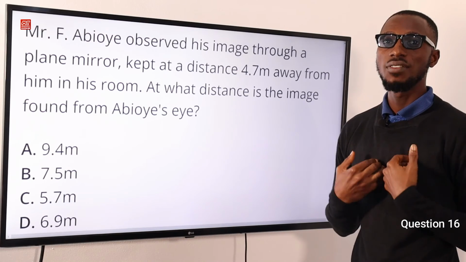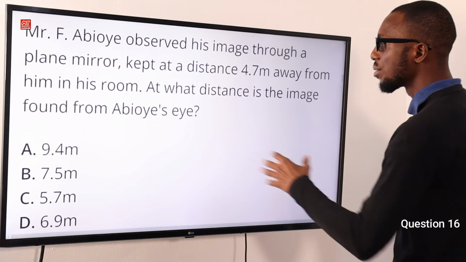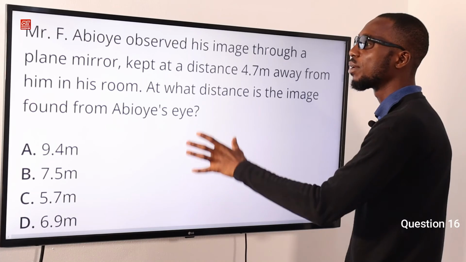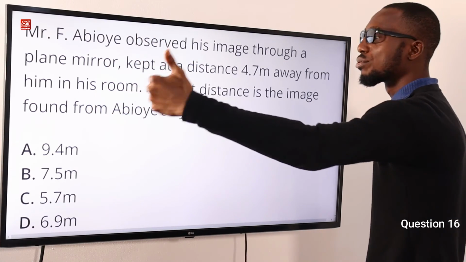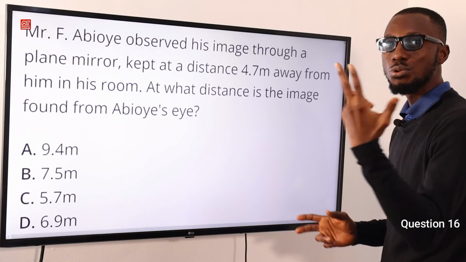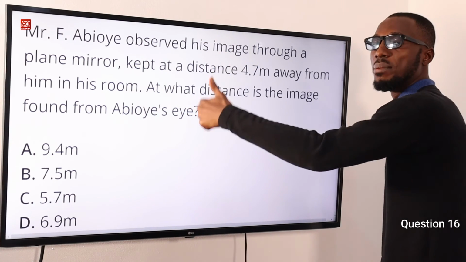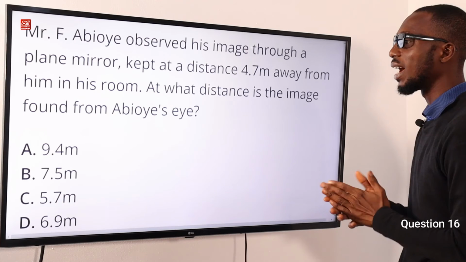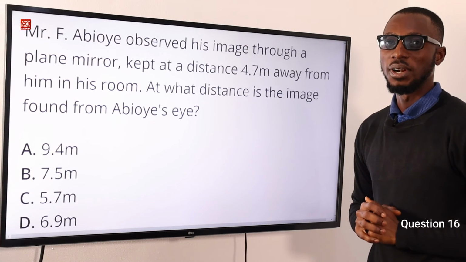So if it is 4.7 meters, Mr. Abioye is standing here to the mirror. From Mr. Abioye to the mirror is 4.7, and from the mirror to the image is 4.7. So from that image in the mirror to Mr. Abioye, that makes 4.7 from the image to the mirror, 4.7 from the mirror to Mr. Abioye. Adding it together, that gives us 9.4 meters. So option A is very correct.